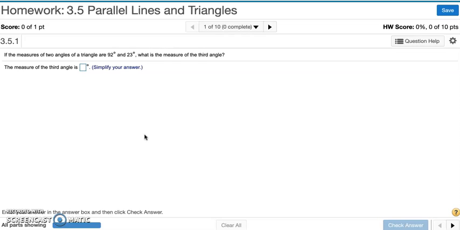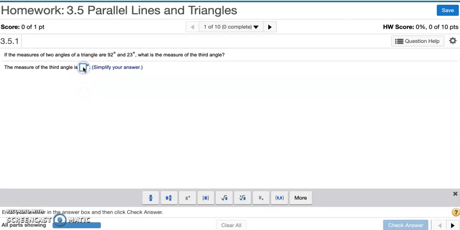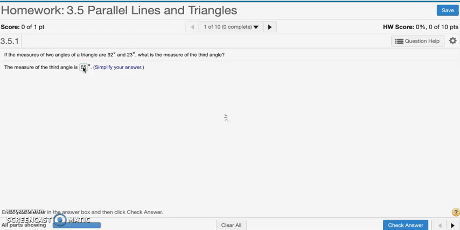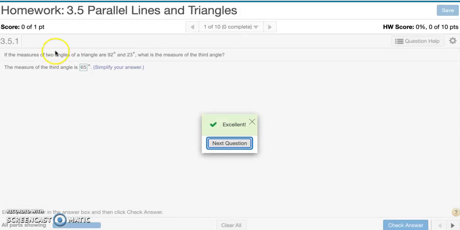Well, in the triangle, the three interior angles add up to equal 180 degrees. So you have to add up 92 and 23 and subtract it from 180. Doing so gives you 65. And that is number 1.